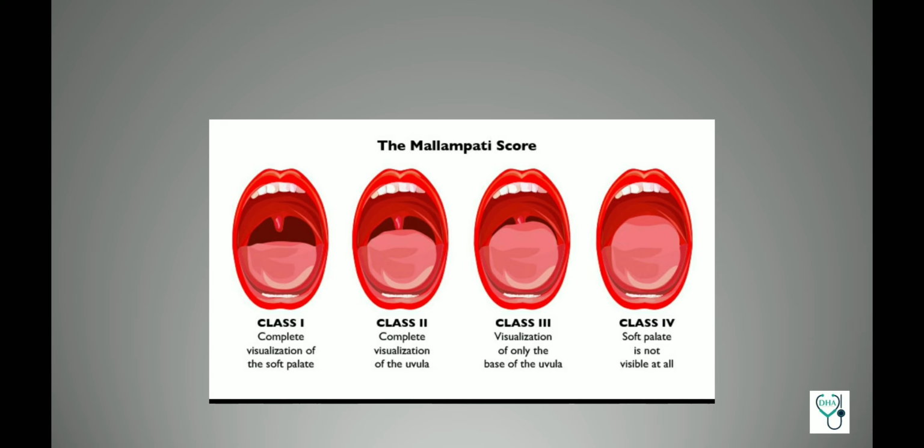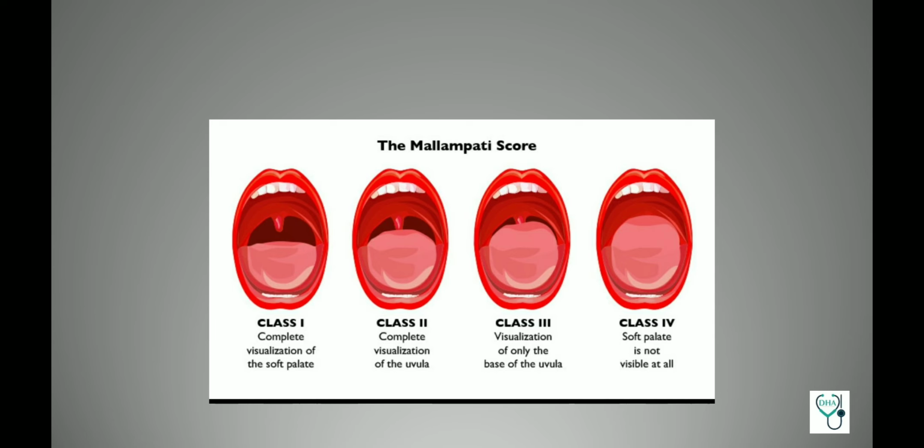And lastly, an image for Mallampati classification. There are 4 classes. Any one of the 4 images could be given and you would be told to identify which class does it belong to. In class 1, all the structures are visible: soft palate, hard palate, uvula, faucial pillars.